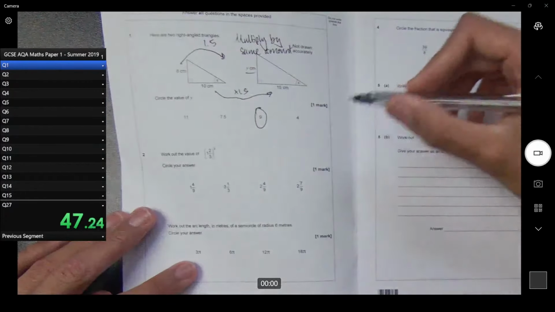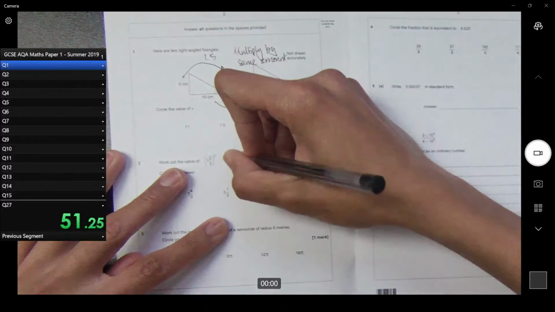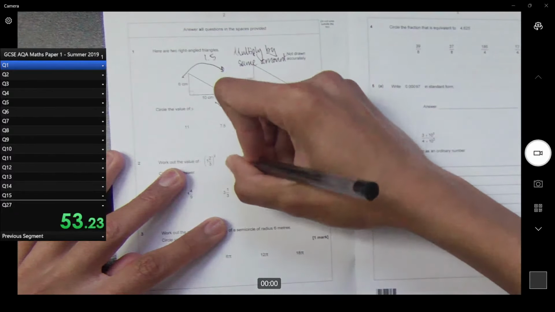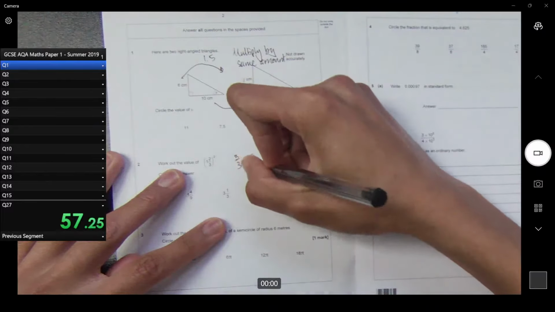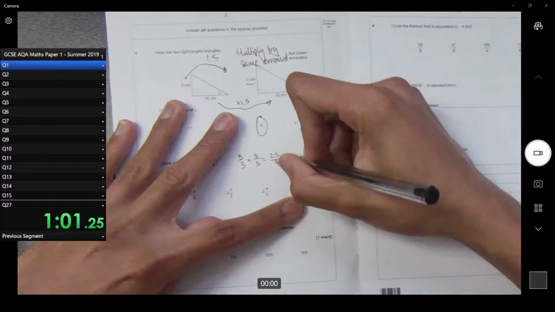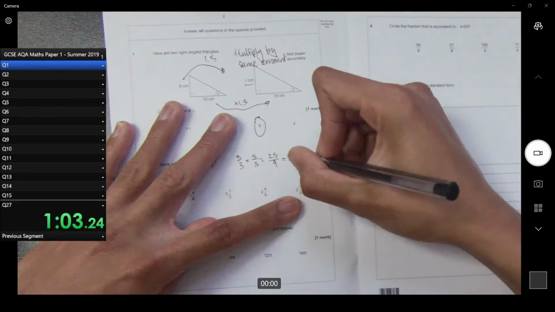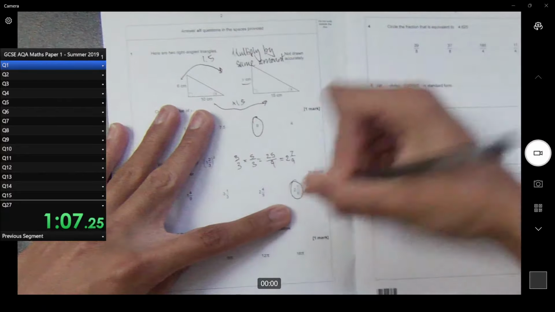Question 2. We just have to turn this into an improper fraction, which is 5 over 3. And we square this, so we'll multiply it by itself. 25 over 9, which is 2 wholes and 7/9.